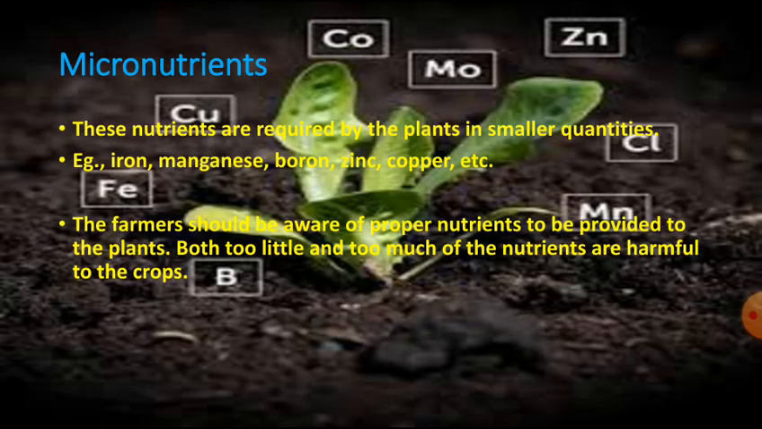Micronutrients. These nutrients are required by the plants in smaller quantities. Example: iron, manganese, boron, zinc, copper, etc. The farmers should be aware of proper nutrients to be provided to the plants. Both too little and too much of the nutrients are harmful to the crops.